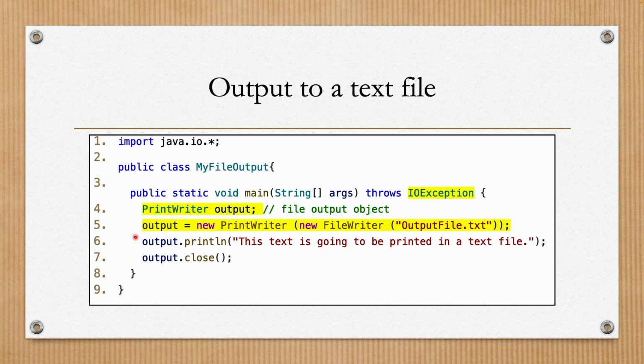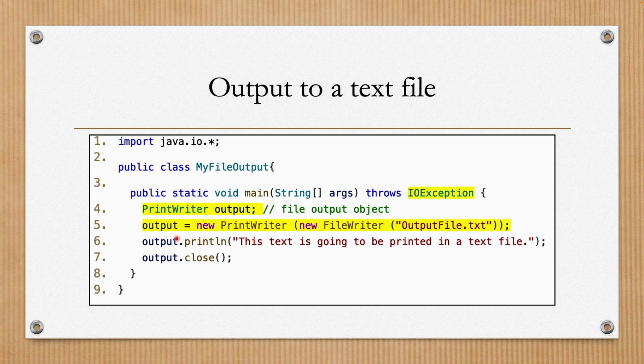So let's take a look at line number 6 here. Notice how we're using the method println. Println is a method that we've been using a lot in Processing and also using for System.out. And then this is used for output, which is a PrintWriter object. So this println belongs to the output, so we have to use output dot. Otherwise, it's not going to be printing to a file.